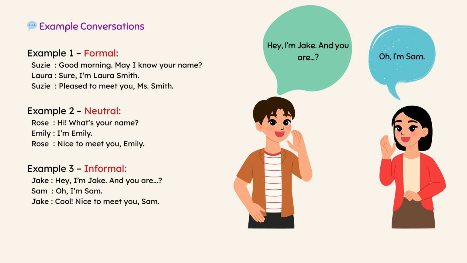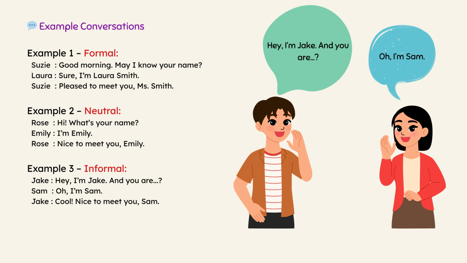Example 2. Neutral. Rose. Hi, what's your name? Emily. I'm Emily. Rose. Nice to meet you, Emily. This works well in everyday conversations with classmates, neighbors, or acquaintances.